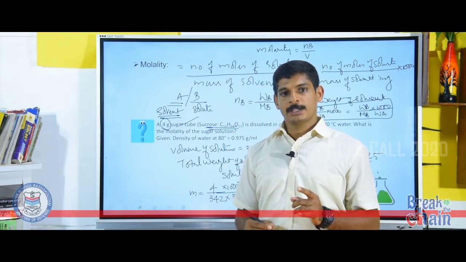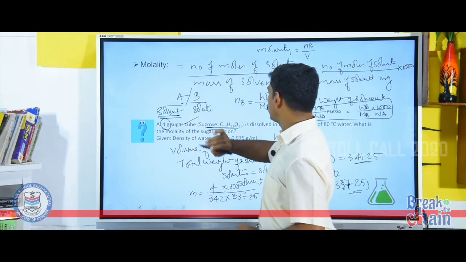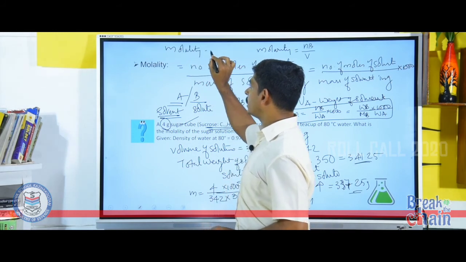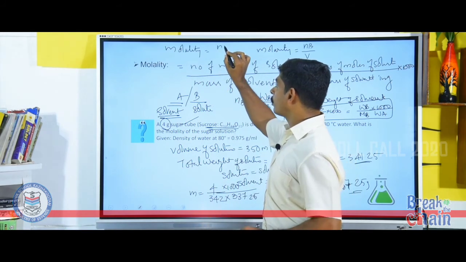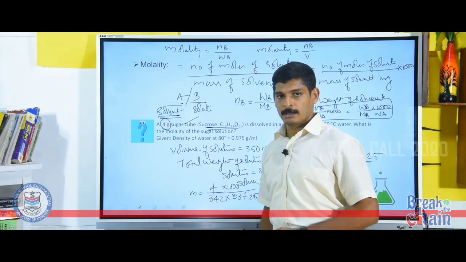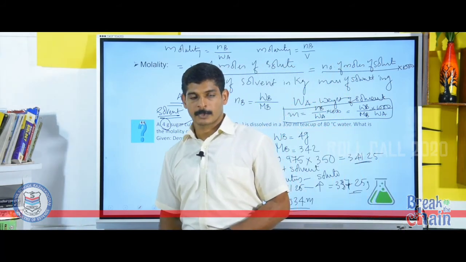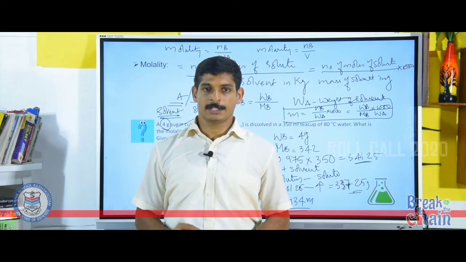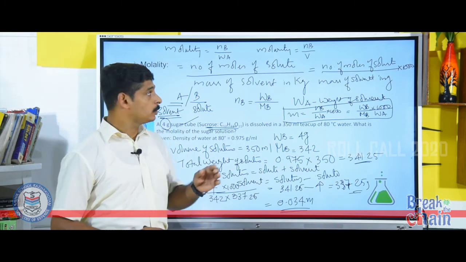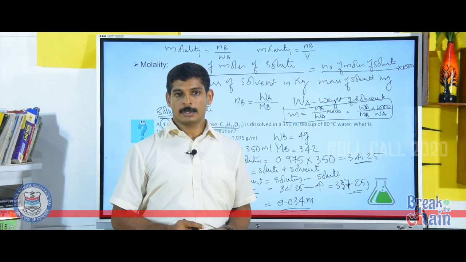But in case of molality, molality is equal to number of moles of solute by mass of the solvent. Do you think mass is going to change with temperature? No, it is fixed, right? So it is more reliable. That is the reason why we use molality for most of the calculations.